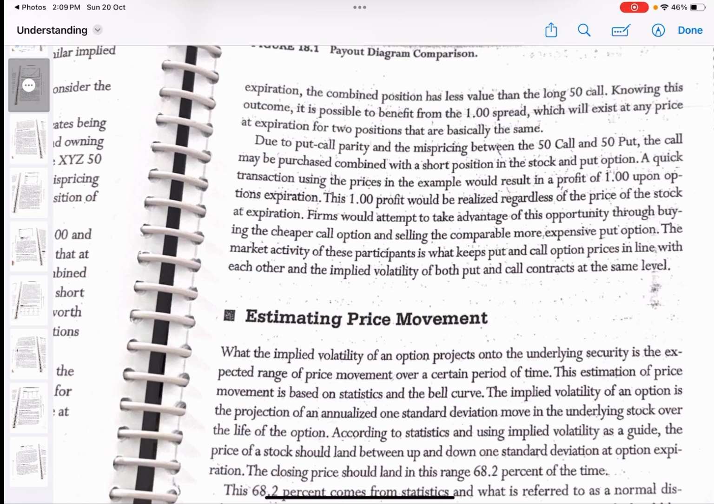Okay. Due to the put call parity and the mispricing between the 50 call and 50 put, the call may be purchased combined with a short position in the stock and put option. Exactly. So that's what they're saying.